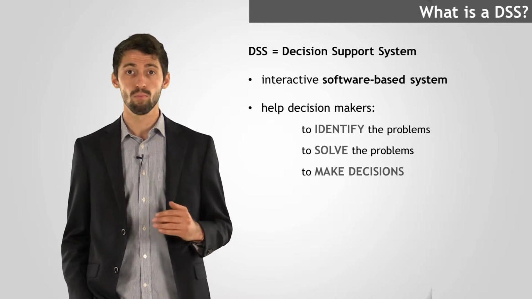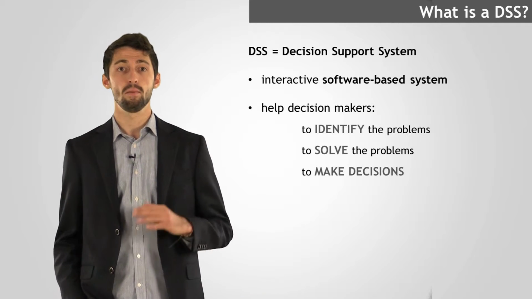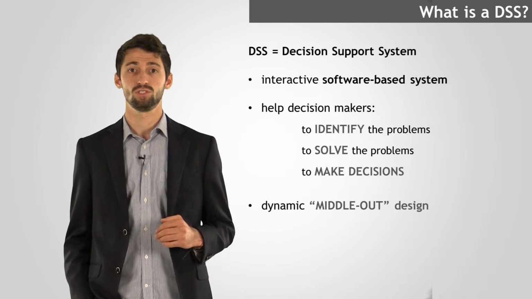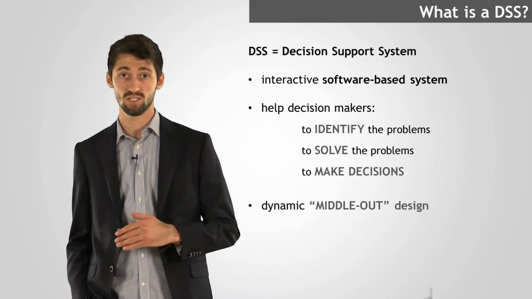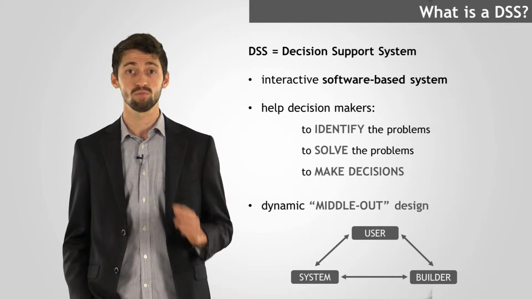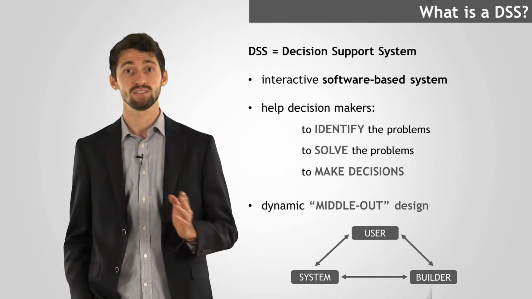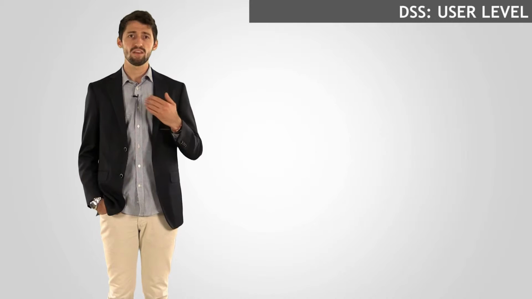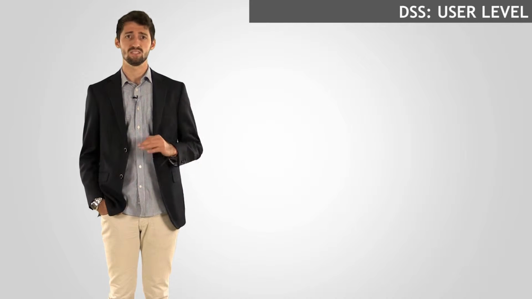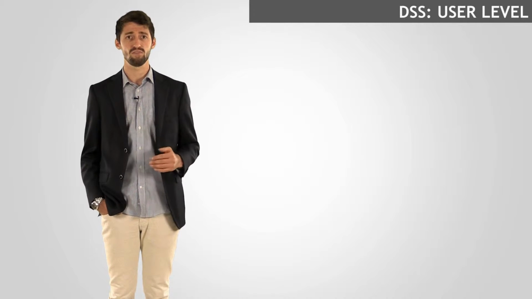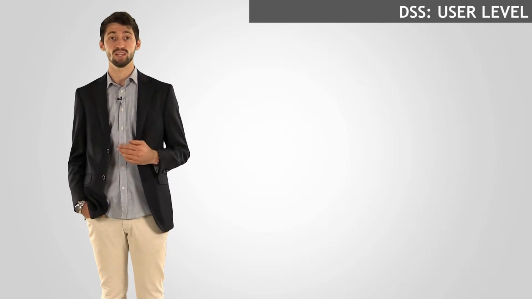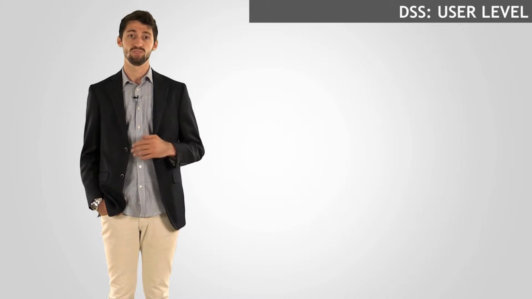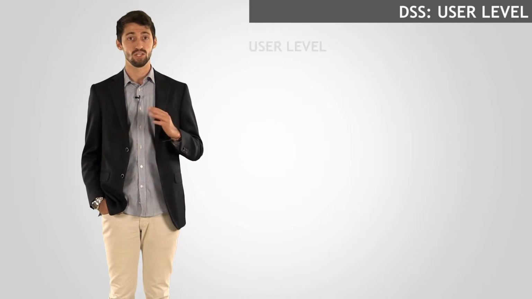One of its most important characteristics is the middle-out design approach, which means an adaptive process of design and usage where the user contributes to improve and build the DSS. Defining fixed models of DSS is misleading, but the scientific literature proposes different taxonomies which help to classify a DSS through different levels, such as the user level.